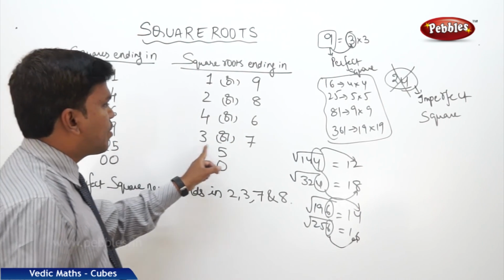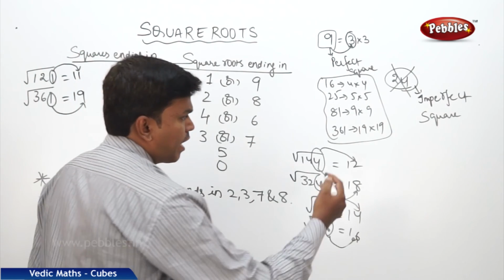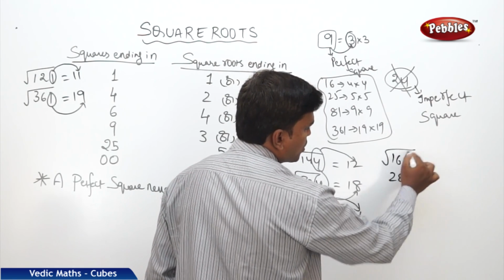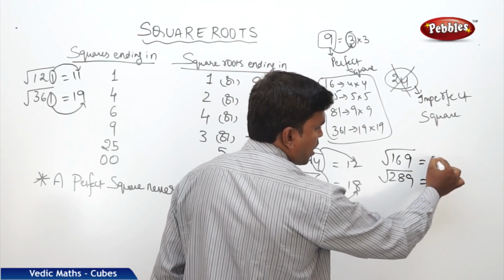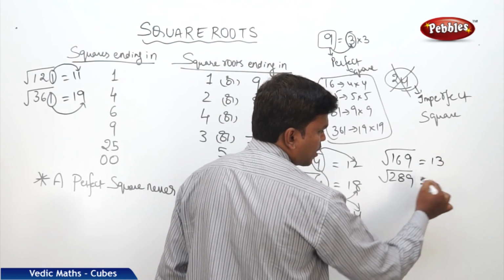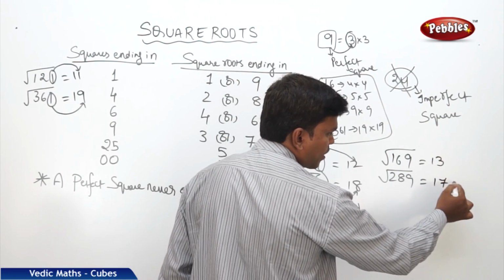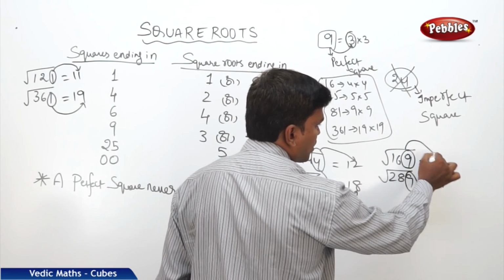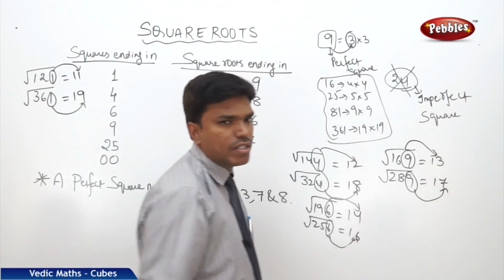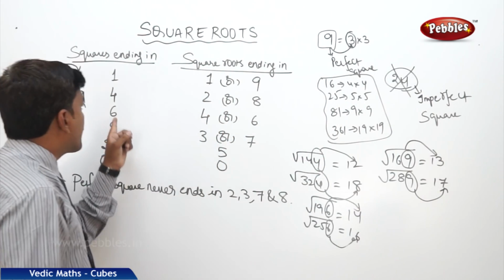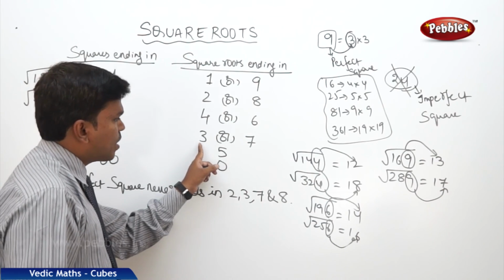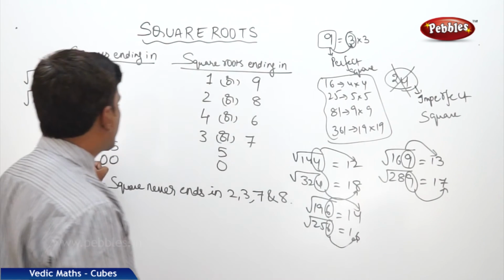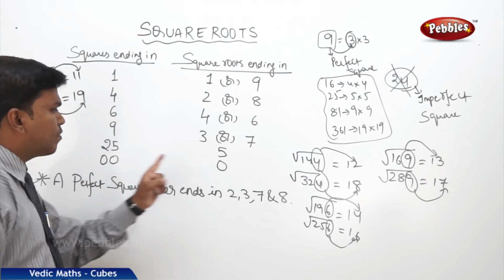Similarly, 9 means 3 or 7. Example, let us take 169 and 289. Both are perfect square numbers. What is the square root of 169? 13. What is the square root of 289? 17. So both are ending in 9 only, but the square roots are ending in either 3 or 7. Like this, if a square number is ending in 9, the square root should end in either 3 or 7, like this.